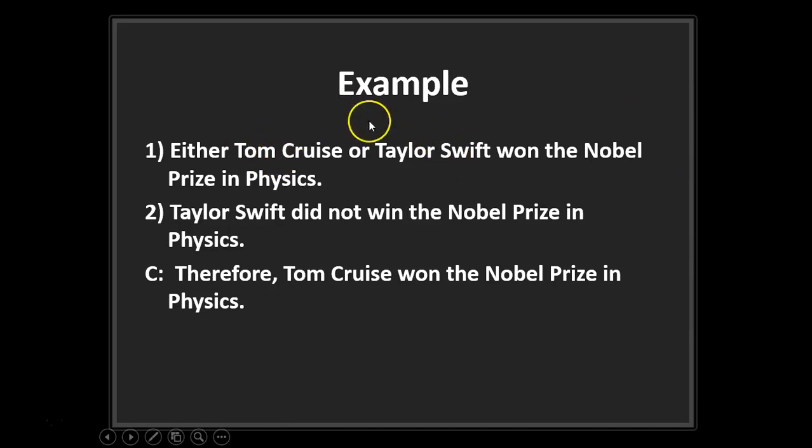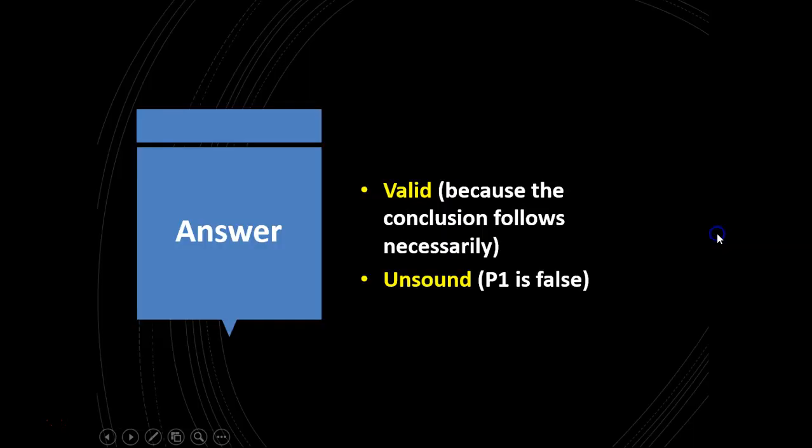You'd ask, is it true that either of these people won it? And the answer is no. There's your false premise. That's all you need. Valid, but unsound because P1's false.